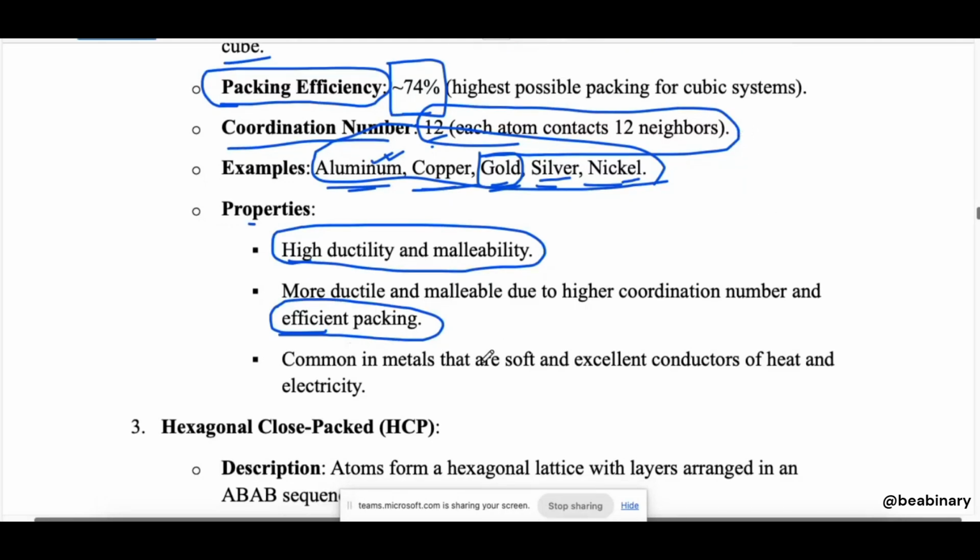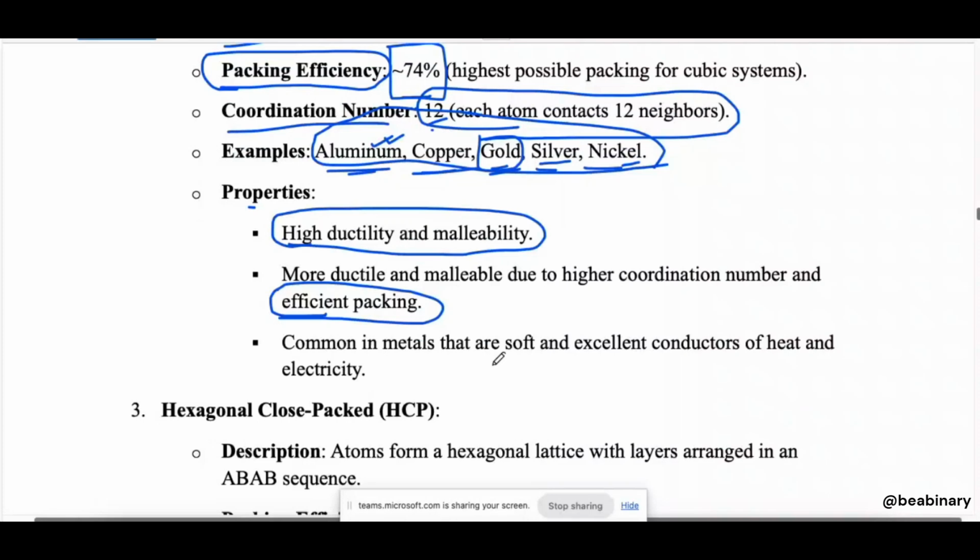Okay, so common metals that are soft and excellent conductors of heat and electricity. Most of the materials have a tendency to conduct both the heat and electricity. Okay, so these are also common in metals, but what kind of metals? The metals which are soft and excellent conductors of heat and electricity. The material exhibits conductivity for both heat and electricity, and they are soft.